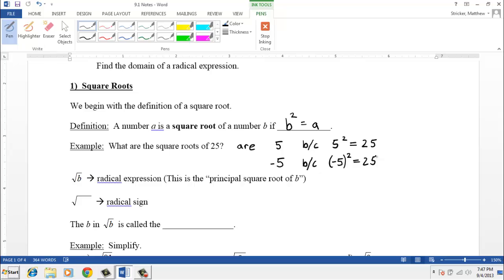A couple more terminology things. Right here we have a radical expression. Anytime we have the square root sign and a b or anything that could be underneath the square root, that's called a radical expression. And when we use that symbol, we're talking about the principal square root, or in this case, the positive square root.